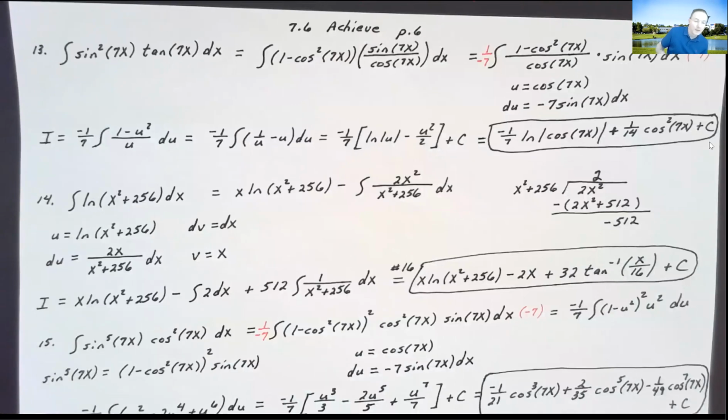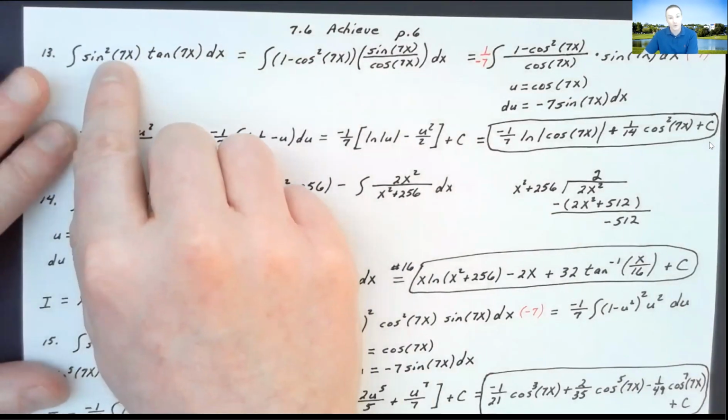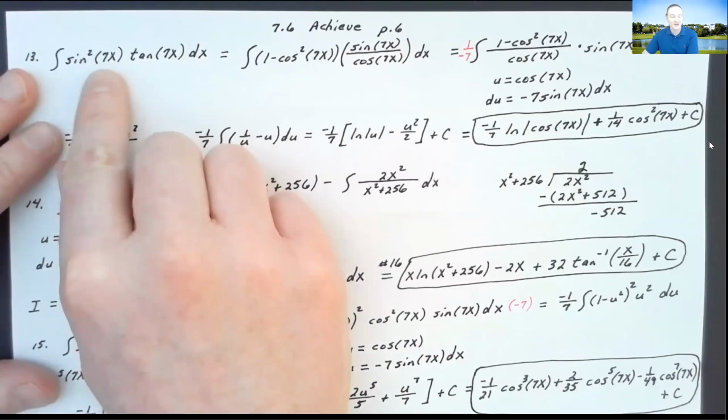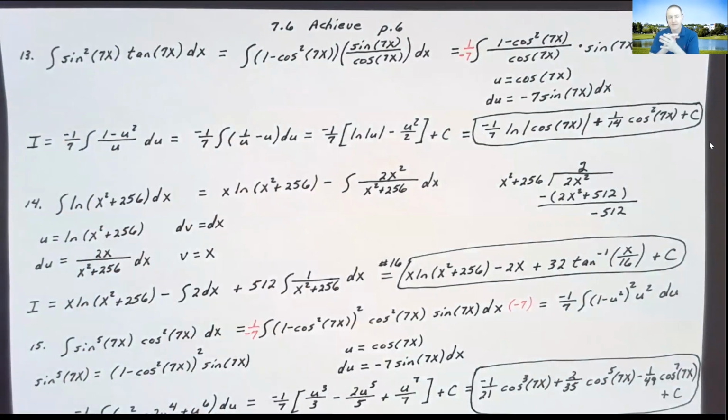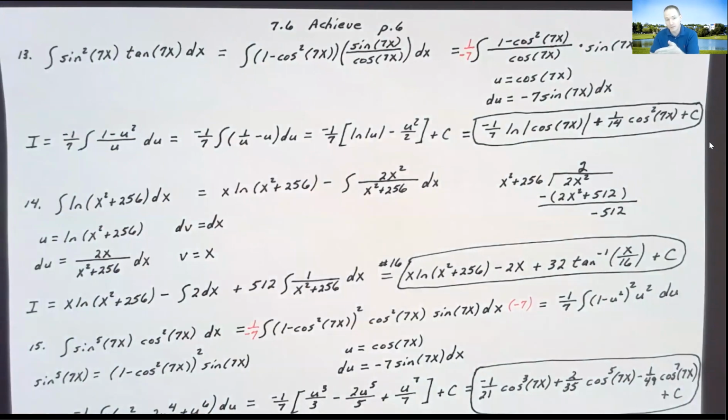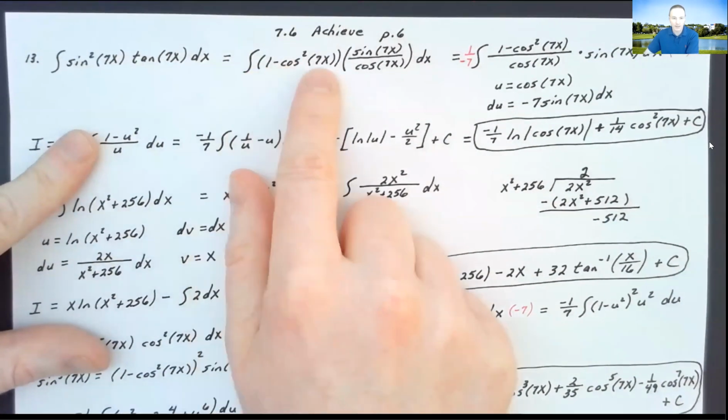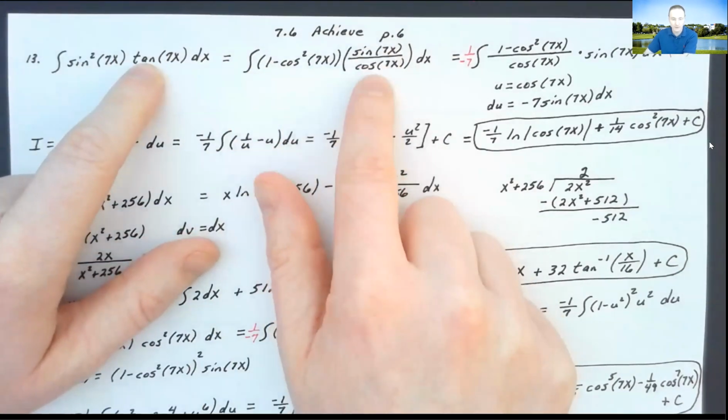For the next one here, number 13, I had the integral of sine squared 7x times the tangent of 7x integrated with respect to x. So this isn't one that we instantly think of trigonometric identities being super helpful, but it actually is. So here's what I did. I knew that sine squared 7x is equal to 1 minus the cosine squared of 7x. Now, tangent, we just know is sine over cosine. So I got my sine squared written as 1 minus cosine squared, tangent as sine over cosine.